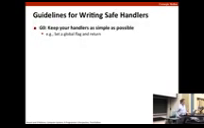So let me give you some guidelines for how to write safe handlers. And this is just a collection of collected wisdom from various sources, but it covers a lot of aspects of signal handlers. So the first guideline is to keep your handlers as simple as possible. For example, the simplest possible handler I can think of just sets a global variable, and then it returns.